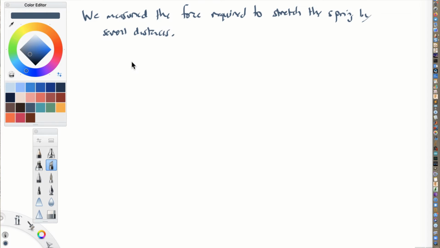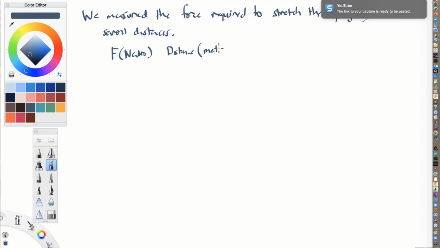I think we did 4 data points, right? So we measured the force in both newtons and grams. Let's use newtons. And we measured the distance of stretch. Technically, it wasn't the distance of stretch. It was a total distance between the vertical shaft and the indicator rod. And this we did in centimeters, but let's just convert that to meters.